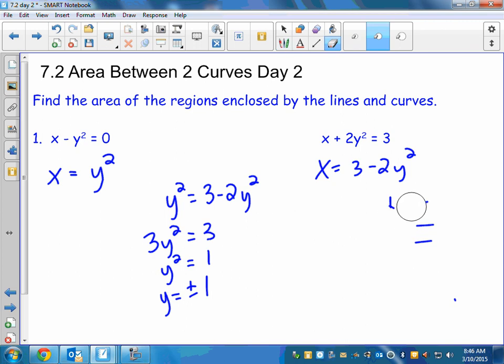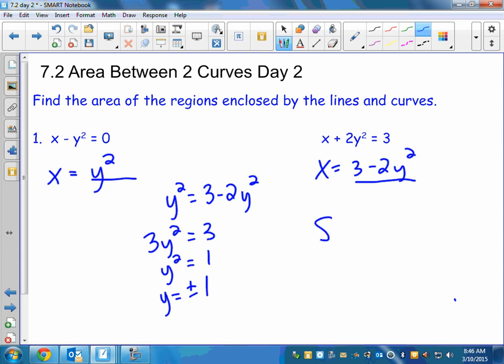I think we're supposed to take this one minus this one. You agree with that conclusion? Or not? Based on the way that one is, and the other one's going to open it right minus left. So I think we should take the integral from -1 to 1 of 3 minus 2y squared minus y squared.